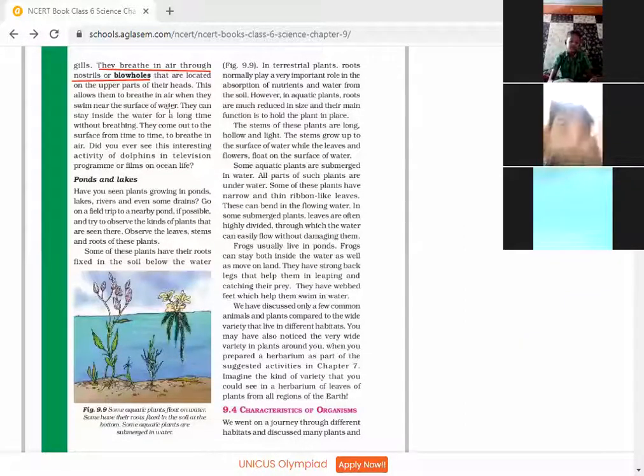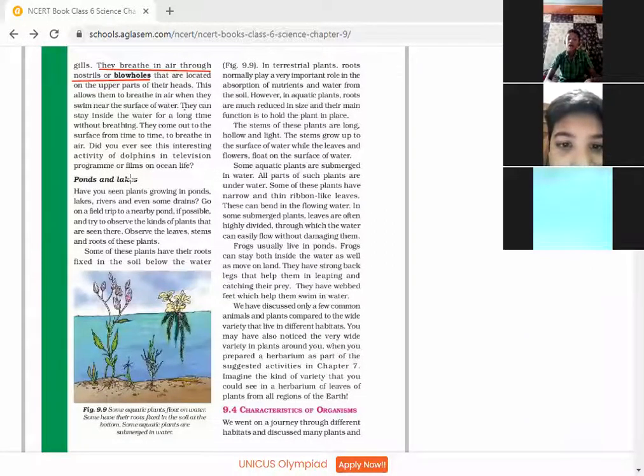Okay, Arnav Agarwal, continue reading from this paragraph. They breathe in air through nostrils or blowholes that are located on the upper part of their head. This allows them to breathe in air when they swim near the surface of water. They can stay inside the water for a long time without breathing. They jump out to the surface from time to time to breathe in air. Did you ever see the interesting activity of dolphins in television programs or films on ocean life?